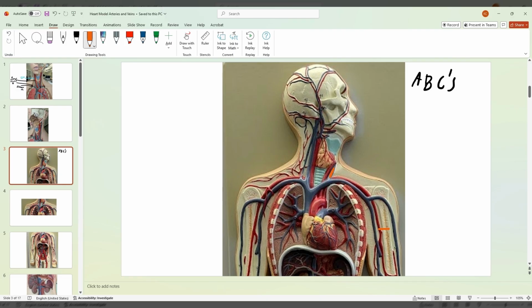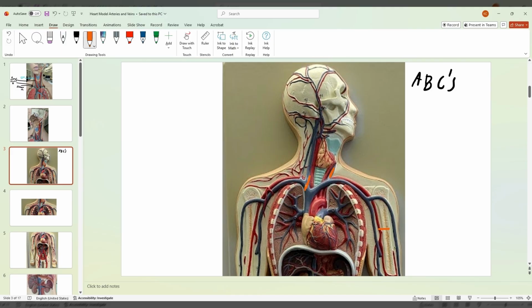This is the internal jugular vein on the left side. This is the internal jugular vein on the right side. So all of this is the internal jugular vein. This one here on the outside is the external jugular vein. So again, internal jugular vein and external jugular vein.